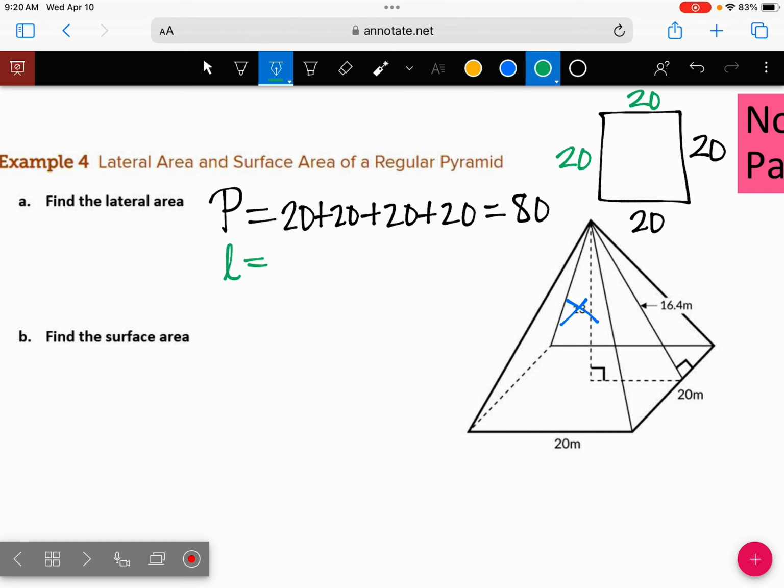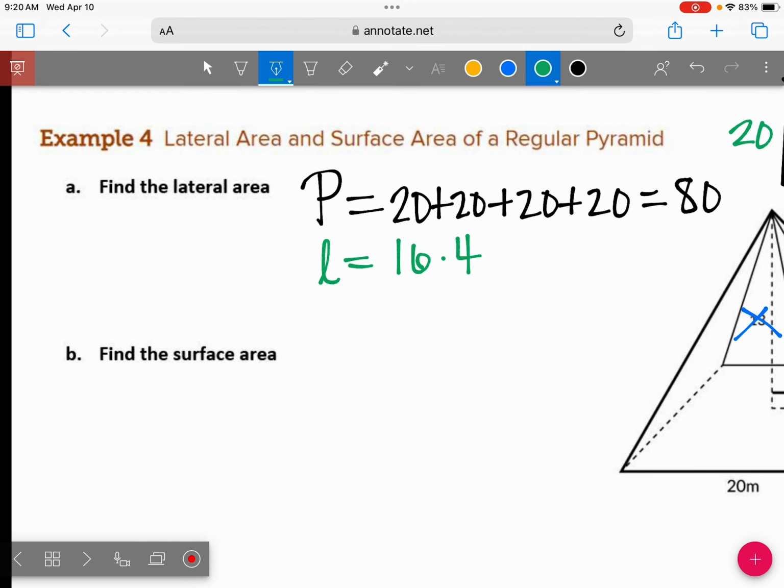So the L value is 16.4. So to find your lateral area, just take the perimeter times the slant height. Go ahead, type that in your calculator.